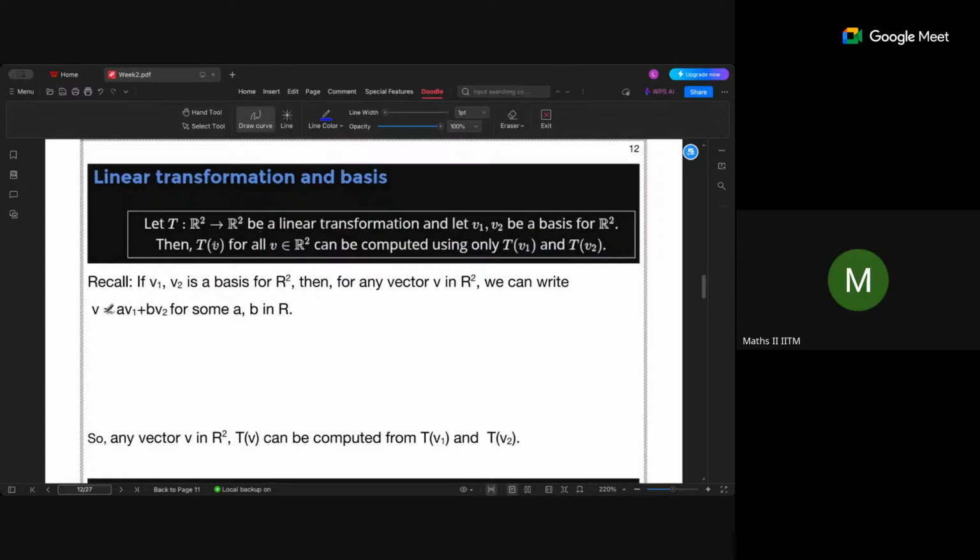For that, you take any V. Since V1 and V2 form a basis, you can write V as a linear combination of V1 and V2. Yes or no? Is the statement and the first step clear for everyone? Yes, ma'am. Okay. So the next step is that we are asked to find T of V. To find T of V, let's apply T on both sides. So T of (A V1 plus B V2). Now let's apply the linearity property. So T of A V1 plus T of B V2. Again, we apply the second linearity property.